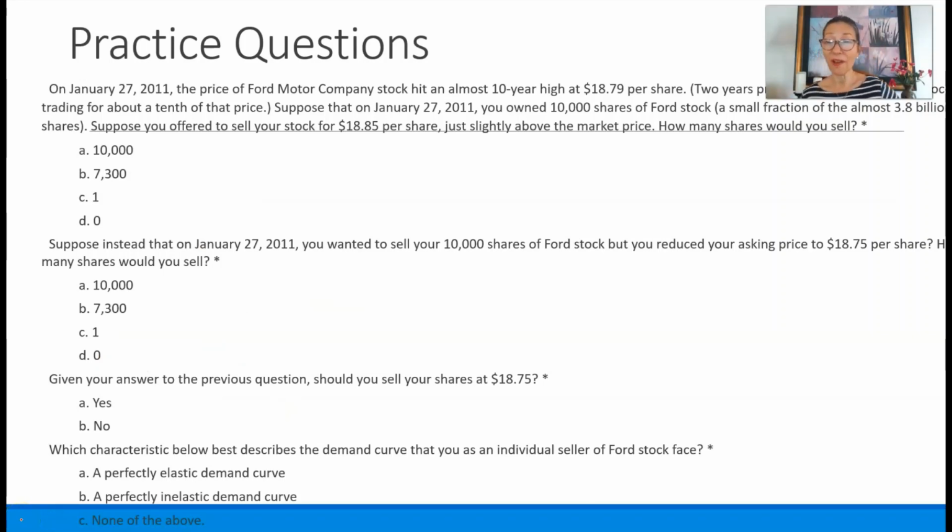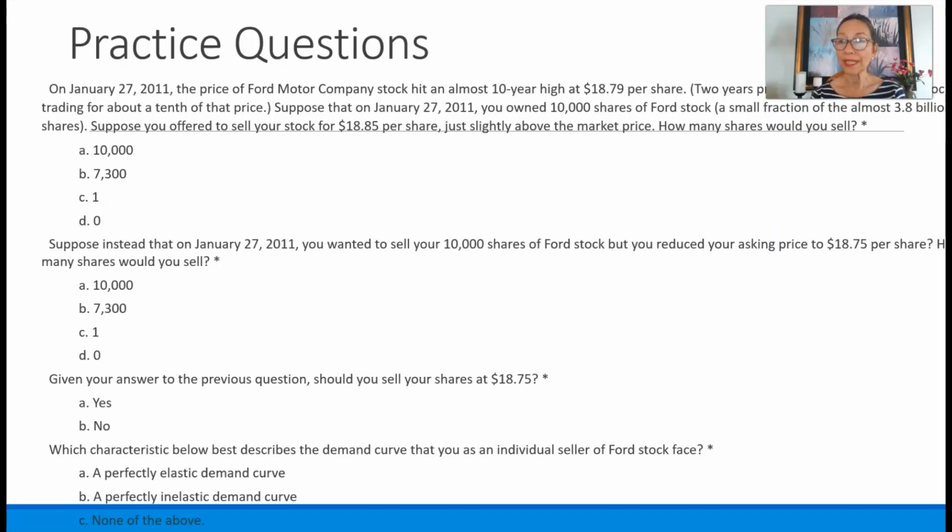So here's a funner question. And it'll be interesting to see if you guys can figure this out. Okay. And after I read the question, stop a minute, stop the video, see if you can figure it out, and then check to see if you're right. So on January 27th, 2011, the price of Ford Motor Company stock hit an almost 10-year high at $18.79 per share. Two years prior, in January 2009, Ford stock was trading for about a tenth of that price. So that's a big gain, right?